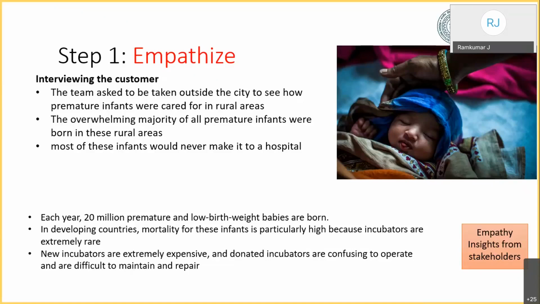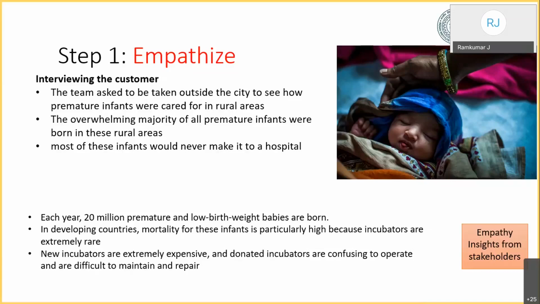And many of the ambulances, whatever is there, they have oxygen cylinders, but the oxygen is not available there. Or there are oxygen cylinders, oxygen is there, but the ambulance driver or the support person does not know how to give this to a newborn baby. Okay, so each year 20 million premature and low weight babies are born in India. If you look at it, it's a huge market.